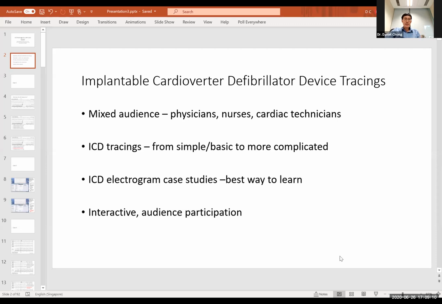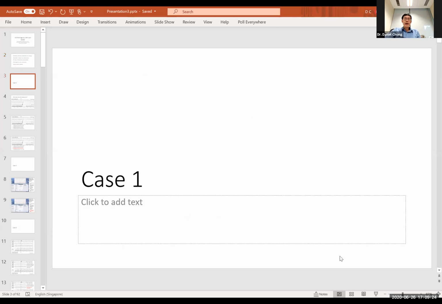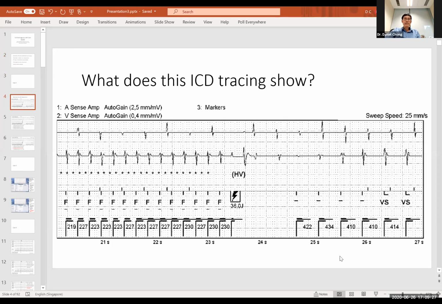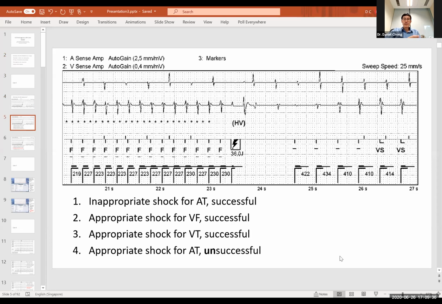As much as possible, if the audience could do the poll and vote for the correct answer, that would really help us. All right, so first case. What does this ICD tracing show? Without further ado, let's have a look. This is the first case. It's quite straightforward, there's no trick here, but I would like to get the audience familiar with the polling.